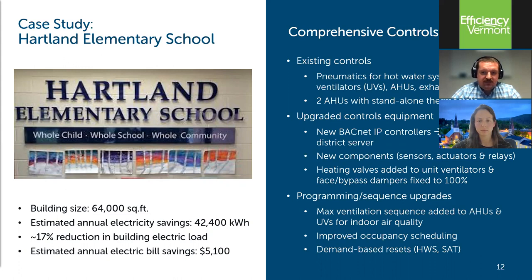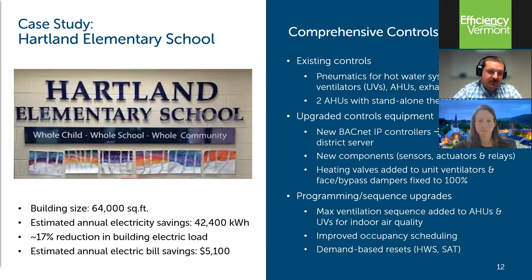We also added demand-based resets for our hot water supply temperature set point and our air handling unit supply temperature set point. So for example, on the hot water system, we would typically have the outside air used to reset our supply temp for the hot water loop. Now it's actually based on the heating calls from the space. So as the areas needed more heat, it would reset the hot water supply temp up instead of just the outside air. A lot of the savings that we had in this project came from the scheduling and the demand-based resets, and also some of the pump savings from the 2-way valves that we added.